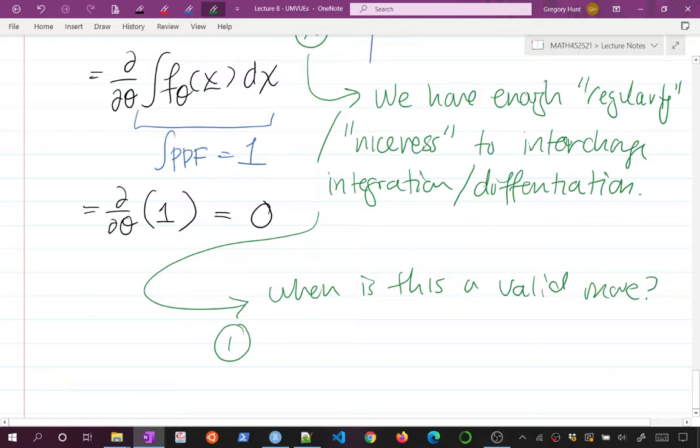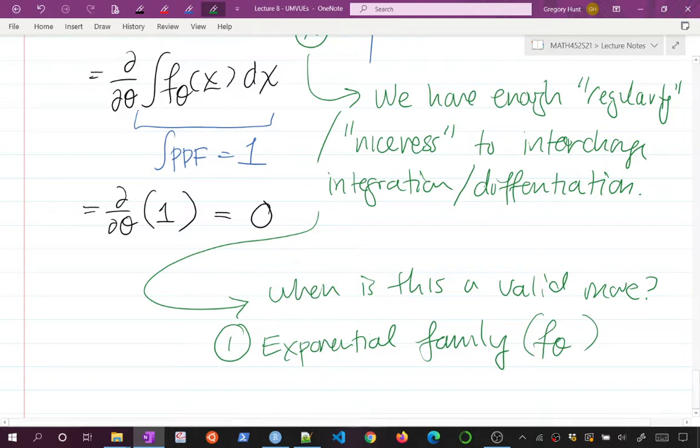So I'll say 1. If we're dealing with an exponential family, so if f theta is some exponential family, this is going to work. So this is really why we care about exponential families. This always works for them.